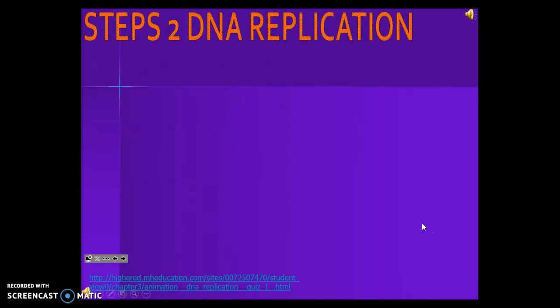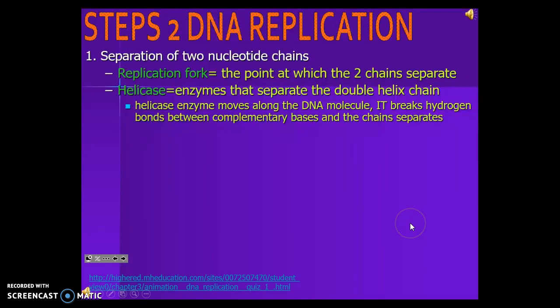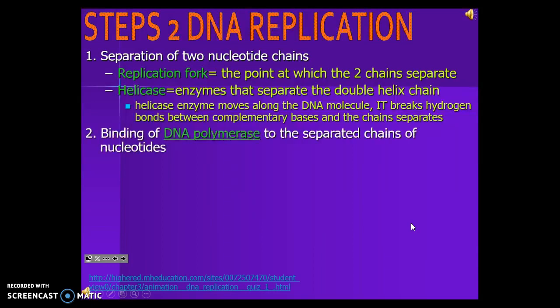The steps are quite simple. Step number 1, we unzip the DNA with helicase at the origin. Helicase will unwind the helical structure, breaking the hydrogen bonds between the complementary base pairs and creating the replication fork. Helicase will continue to run down the double helical structure and opening up those hydrogen bonds in the helical structure.